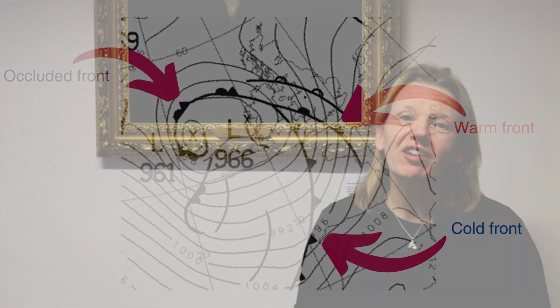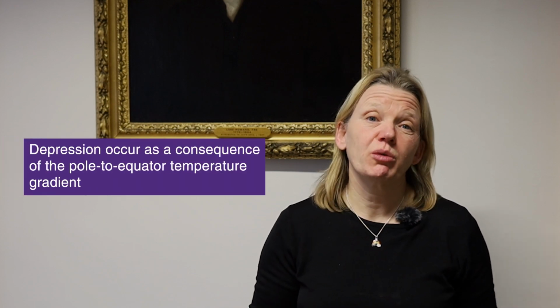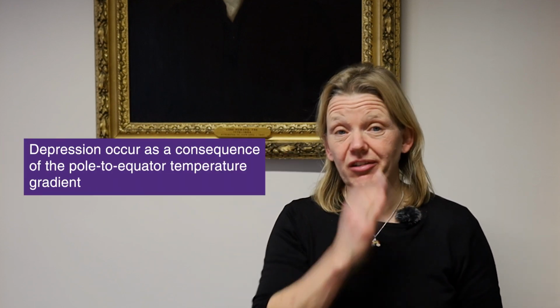The first scientific study and classification of these weather systems was performed by a group of Norwegian meteorologists, the Bergen School. The location was no coincidence. Bergen experiences a lot of these storms. Working in the early 20th century without the benefit of satellite and radar and all the things that we have now to tell us about how the atmosphere is behaving, this group did a remarkably good job of describing the nature of weather systems. So using only ground-based observations and weather balloons, they realised that depressions occur as a consequence of the pole to equator temperature gradient.